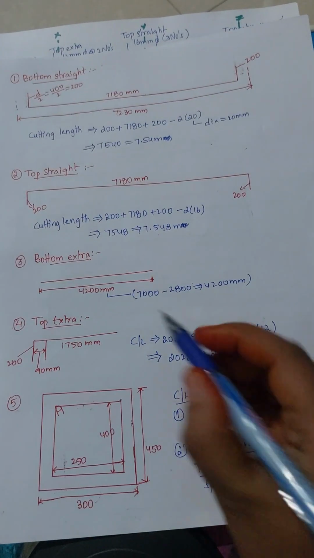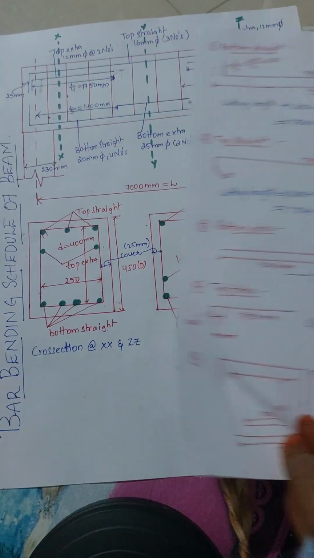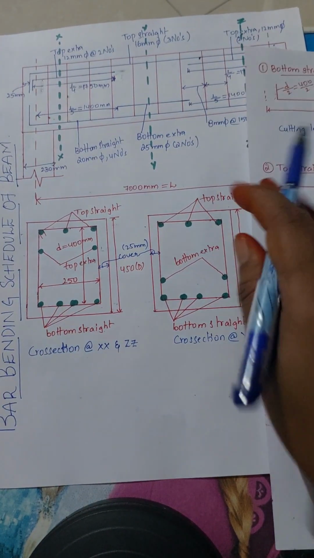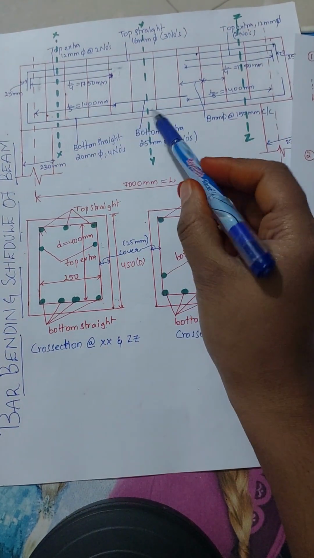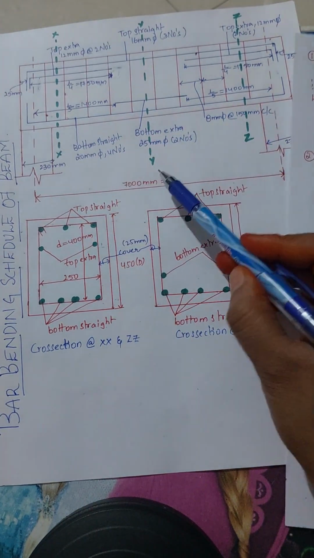So bottom extra. Now we will calculate for bottom extra. Simply here you can see bottom extra will be taken as this total length, that is 7000 mm.